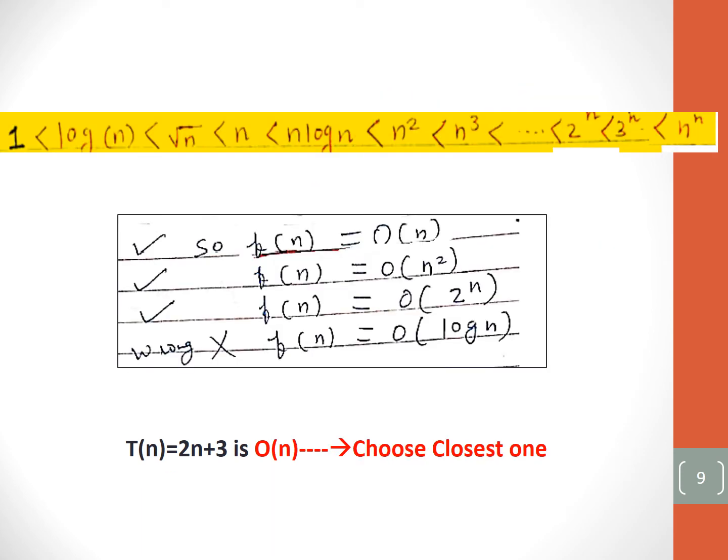Now you can verify this again on the complexity scale. We have just verified f(n) = O(n), even f(n) = O(n^2), even f(n) = O(2^n), but the wrong value is f(n) = O(log n). Why? Because O(log n) is on the left-hand side of n. Below n is not okay, above n is okay. So we choose the closest one. Therefore the complexity of this code, 2n + 3, is O(n).